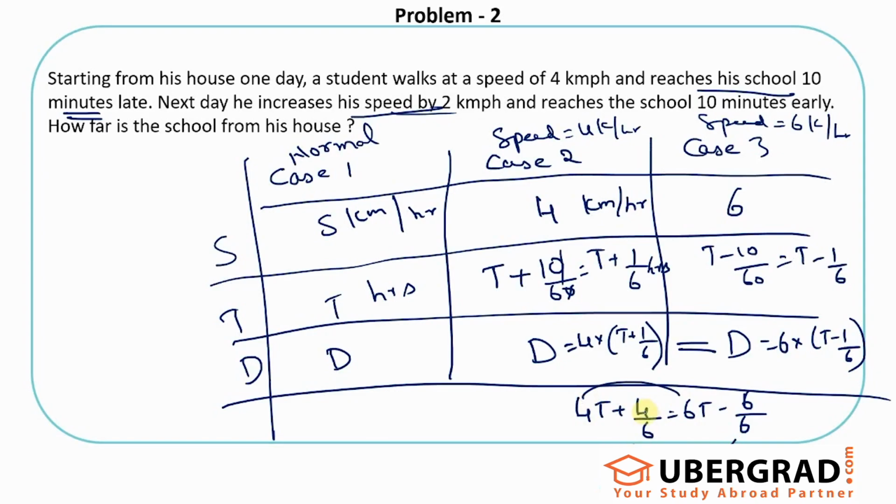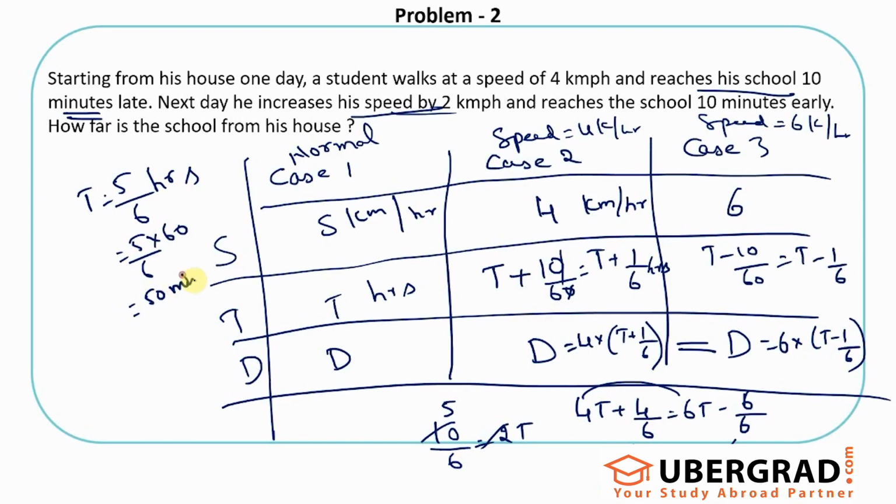Send it this side, send it this side. 4 by 6 plus 6 by 6 is 10 by 6. 6t minus 4t is 2t. So t will be 5 by 6. So the time normally it takes is 5 by 6 of an hour. That is basically 5 by 6 into 60, that is 50 minutes. But anyway, the question is not asking that.